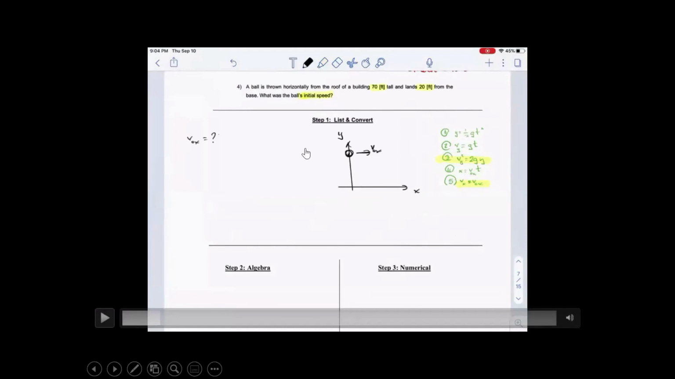All right, so I'll draw things out. It's being projected from the roof with unknown speed, from a height of 70 feet, and it's going to land 20 feet from the base of the building. Assuming that gravity is the only force acting on it, so that's the effect of gravity. So the question is, what is the initial speed?